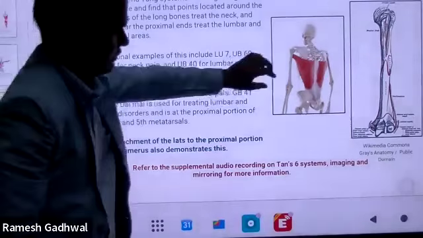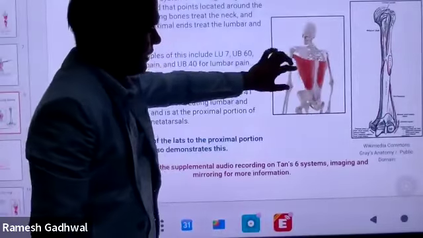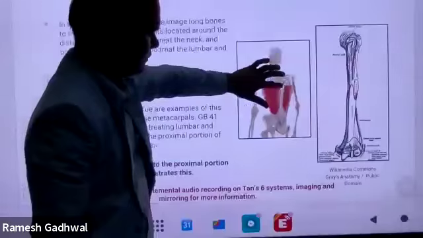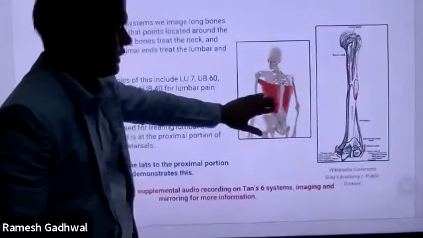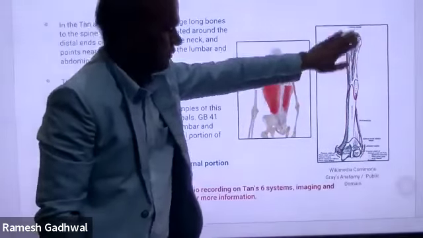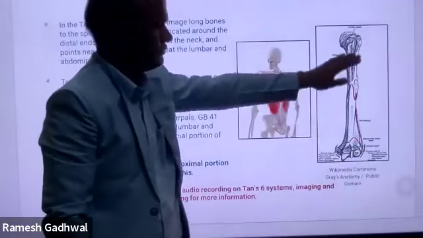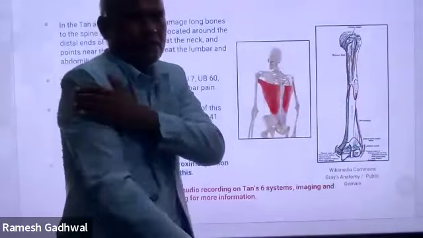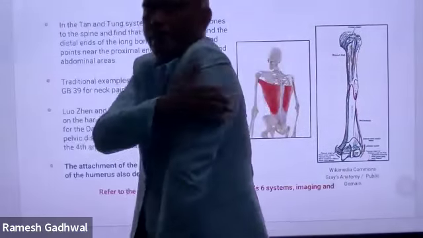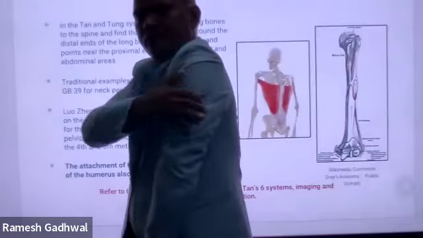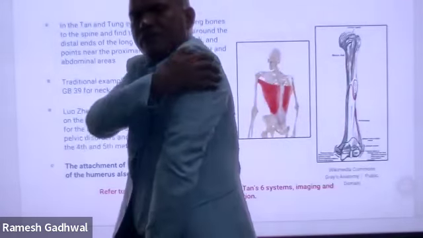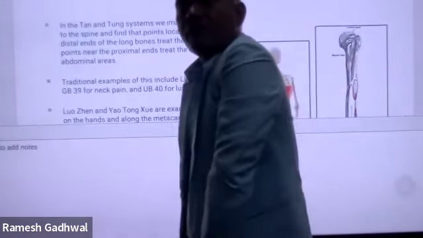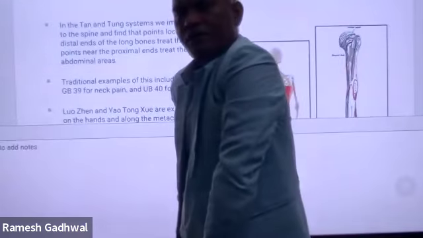So here you can see the whole spine is covered by the latissimus dorsi, and this is the long bone. So the top is used for the lumbar region. As I told you, in this shoulder region, the deltoid points, for which condition are they treating in Tong and Tan? They are treating opposite side hip pain.